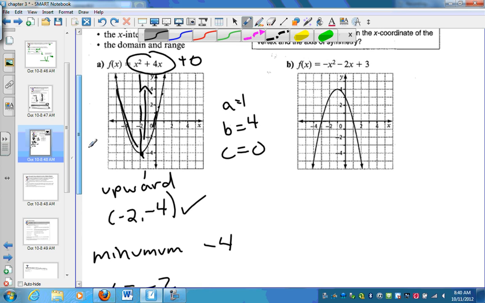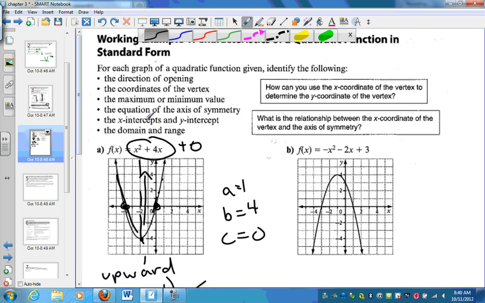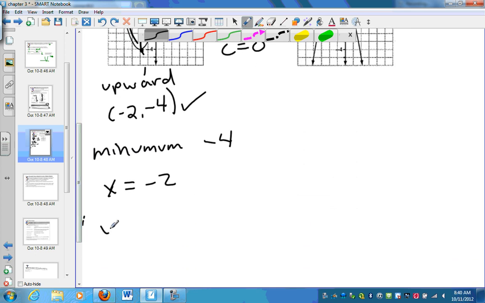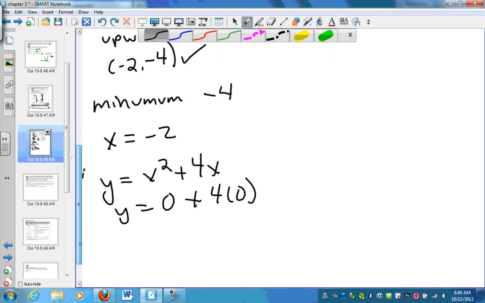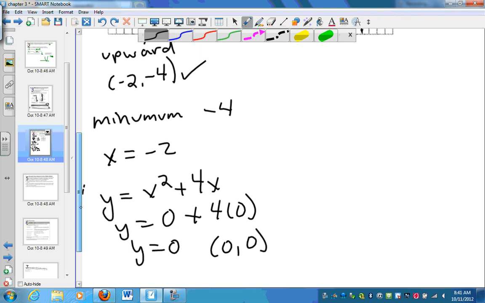X-intercepts and y-intercepts. So I have two x-intercepts right here and right here. I can get those from the graph, or I could put a 0 in for y and solve. The y-intercept is also right here. The other thing I can do to find the y-intercept is take my formula and put in 0 for x. So I could go y equals 0 squared plus 4 times 0. Well, I get y equals 0. So my intercept is (0, 0).